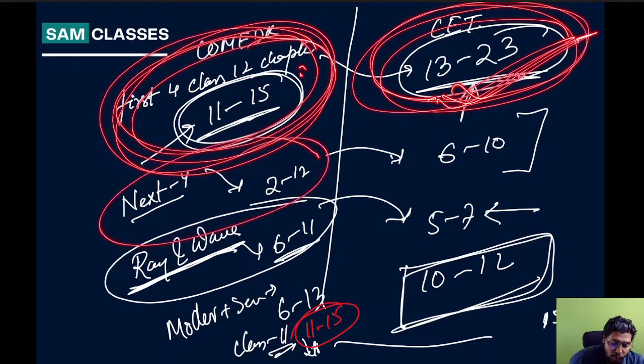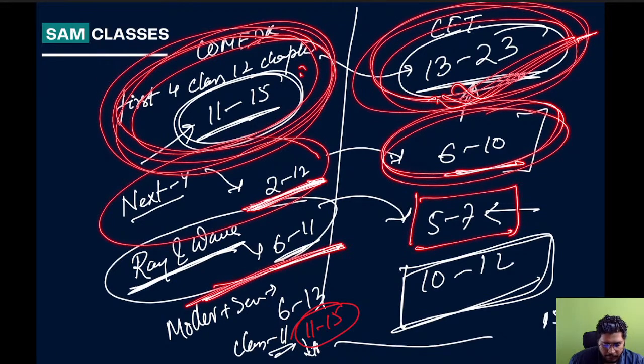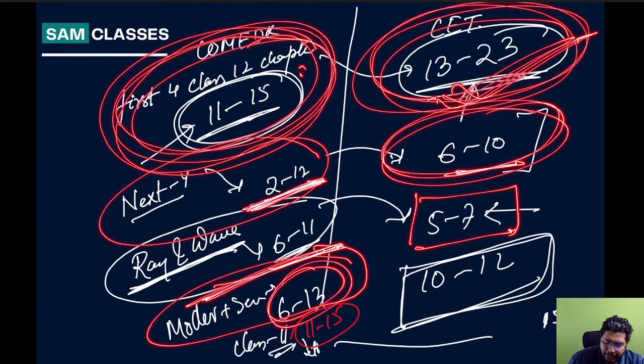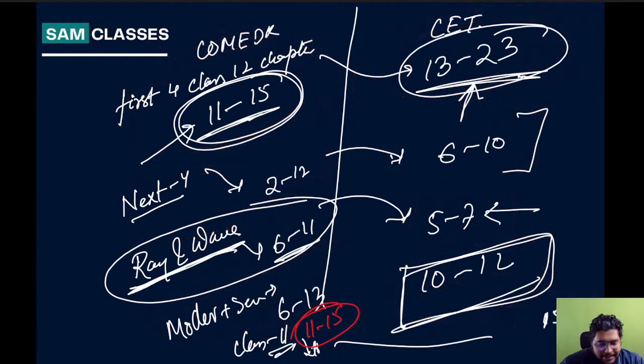Next 4, 2 to 12, see, very much fluctuations. Here very good, average 6 to 10, so good. Ray and wave, very important for Comedk people, 6 to 11. Here it is okay, you can't skip, but okay. Modern and this part very important, 6 to 13. Here most important, 10 to 12. And then 11 topics, 11 marks to 15. Here 15 to 20. So this is the whole analysis, question by question we have done.